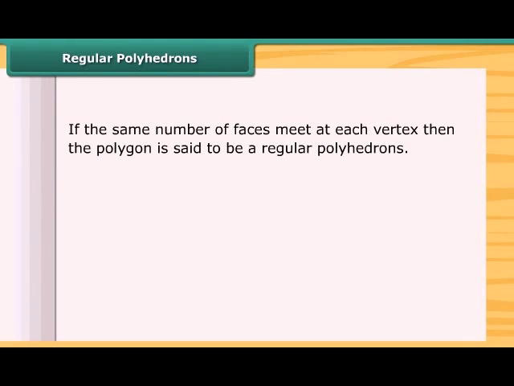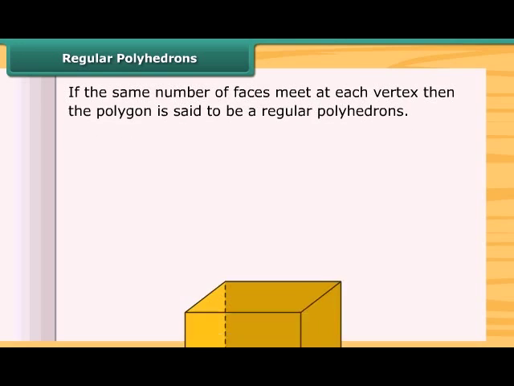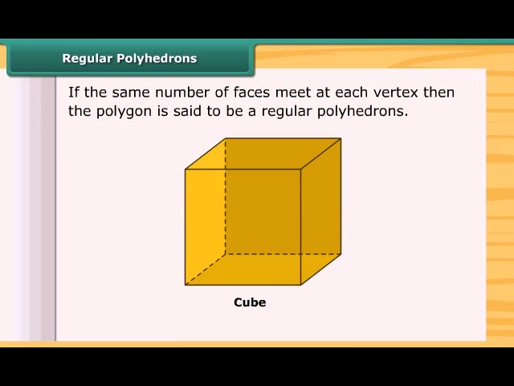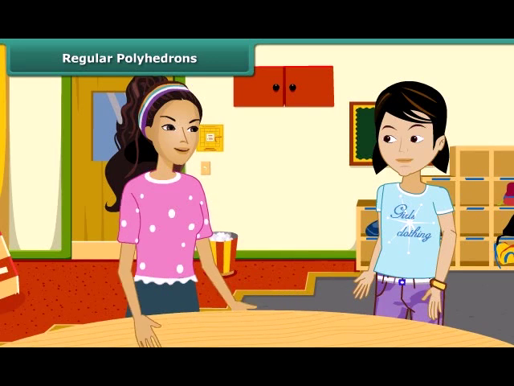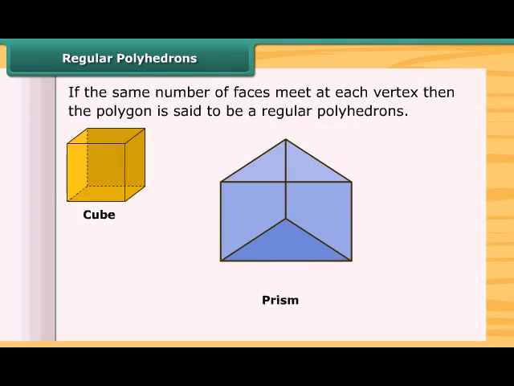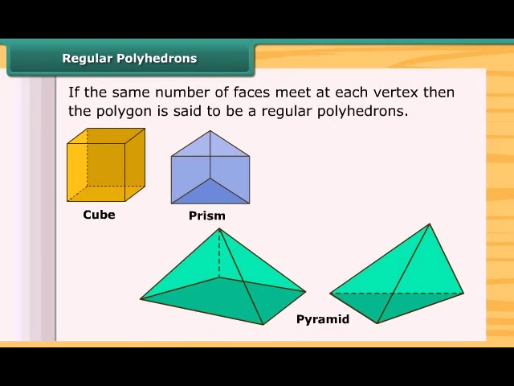If the same number of faces meet at each vertex, then the polyhedron is said to be a regular polyhedron. A cube is a regular polyhedron because here 3 faces meet at each vertex. Rita, we have 2 important members of the polyhedron family around us. They are prisms and pyramids.